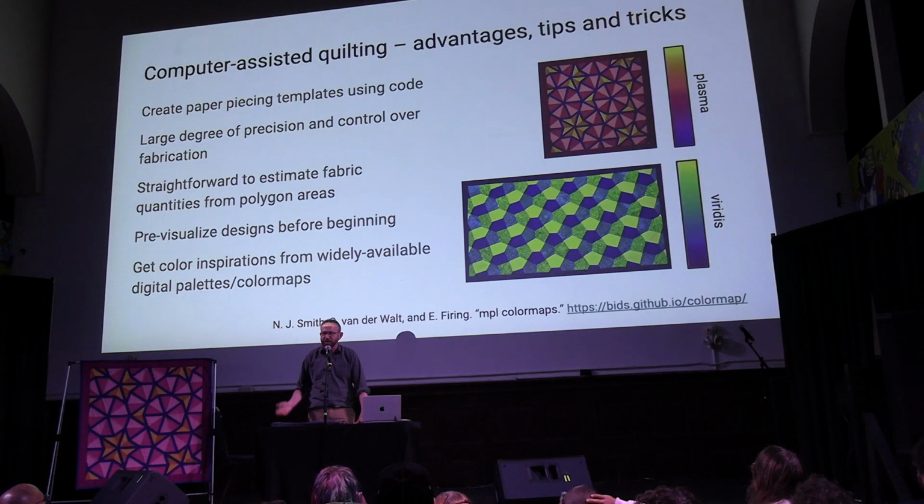There's a lot of other advantages of computer-assisted quilting. I knew exactly how much fabric I needed to buy from the outset, right? Because getting the area of a polygon is very easy. You can add whatever sort of overages you need for seam allowances and things like that. You can visualize everything. So, I knew what I wanted my quilt to look like before I made it.